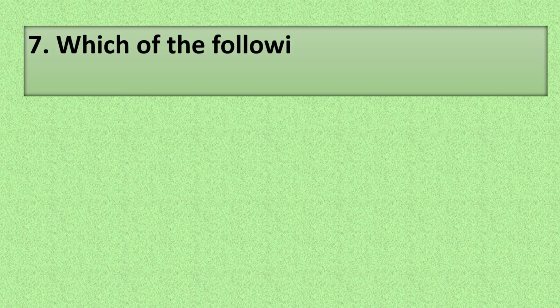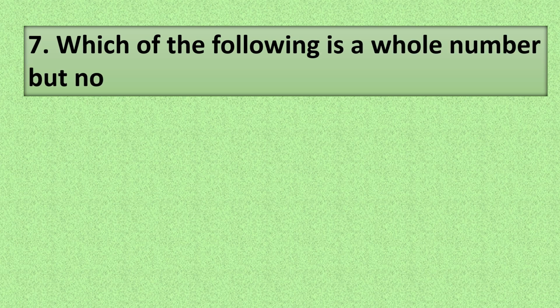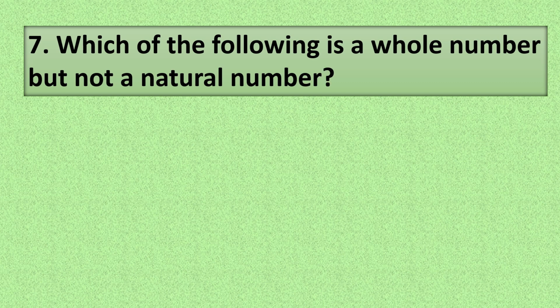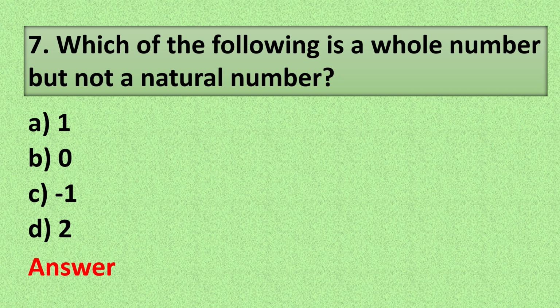Question number 7. Which of the following is a whole number but not a natural number? Options are A) 1, B) 0, C) minus 1, and D). Which of the following is a whole number but not a natural number? And the correct answer is B) 0.